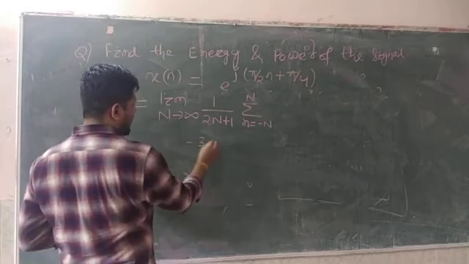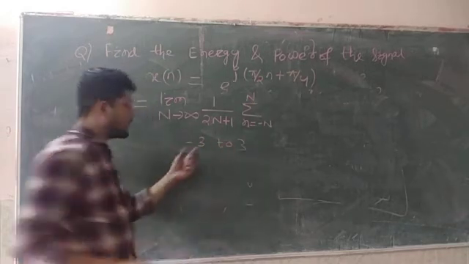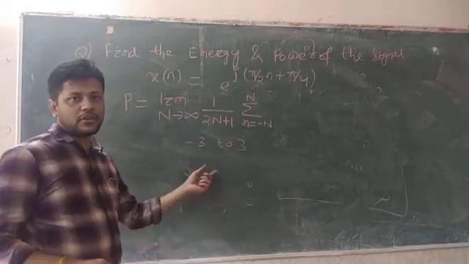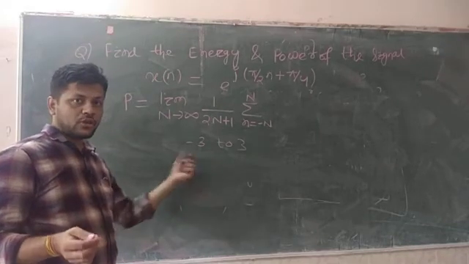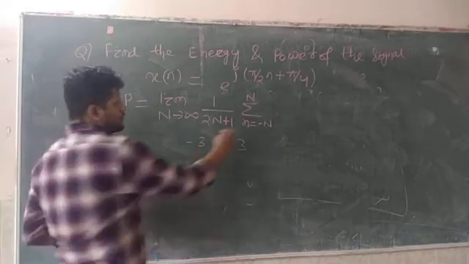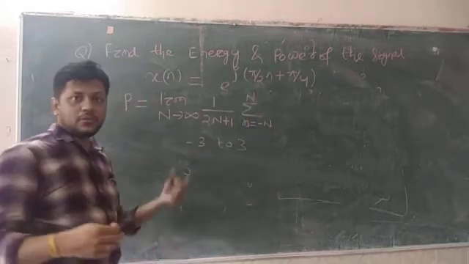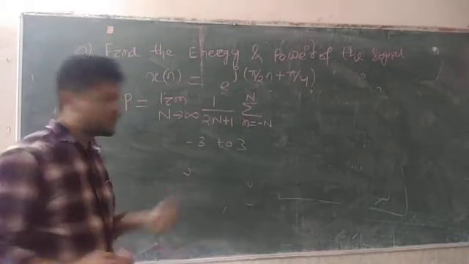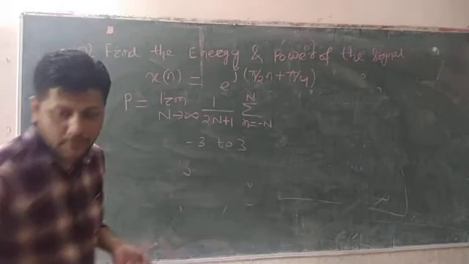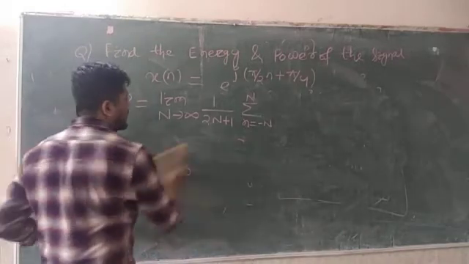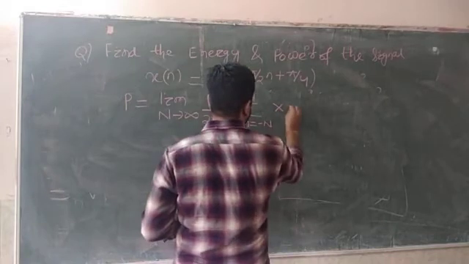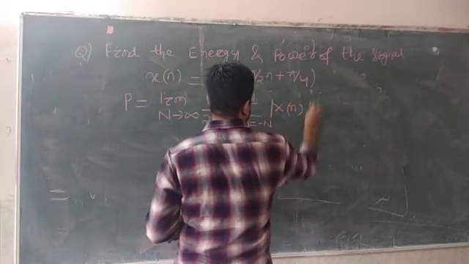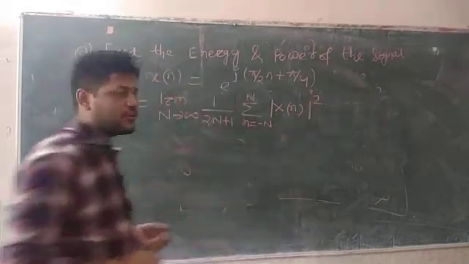Suppose I say minus 3 to 3. How many terms are present? Minus 3 to minus 1 is 3 terms, 1 to 3 is 3 terms, and then we have 0 as well. So obviously we have 7 terms. So for minus n to n, similarly, we have 2n plus 1 number of terms. Then we have x[n], again magnitude of x[n] square.